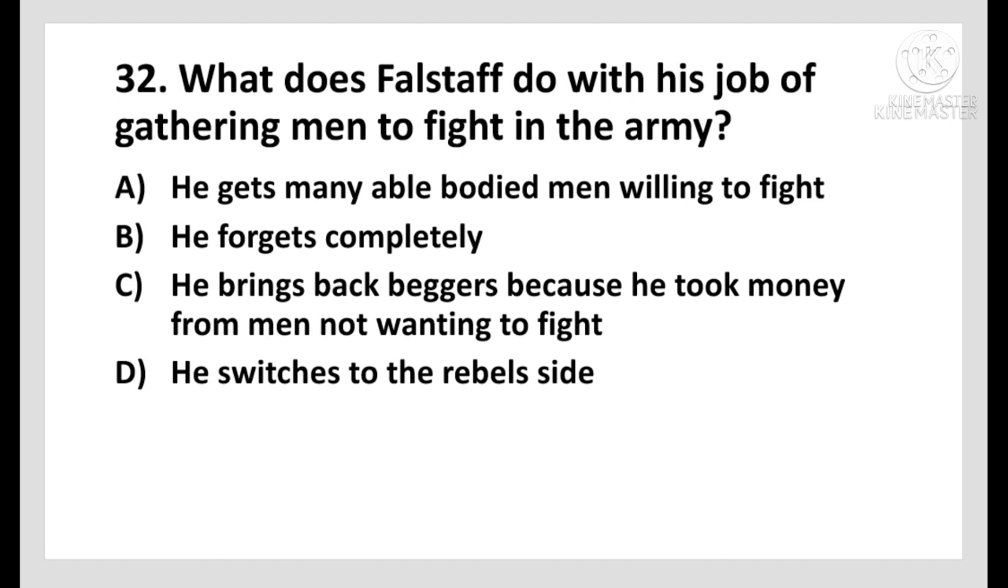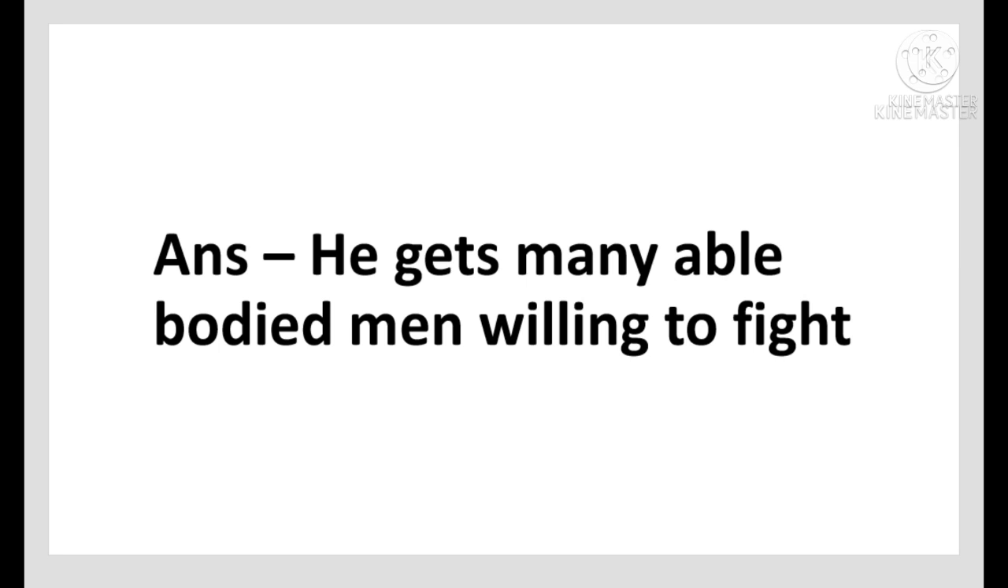What does Falstaff do with his job of gathering men to fight in the army? He gets many able-bodied men willing to fight. He forgets completely. He brings back beggars because he took money from men not wanting to fight. He switches to the rebels' side. Answer: he brings back beggars because he took money from men not wanting to fight.